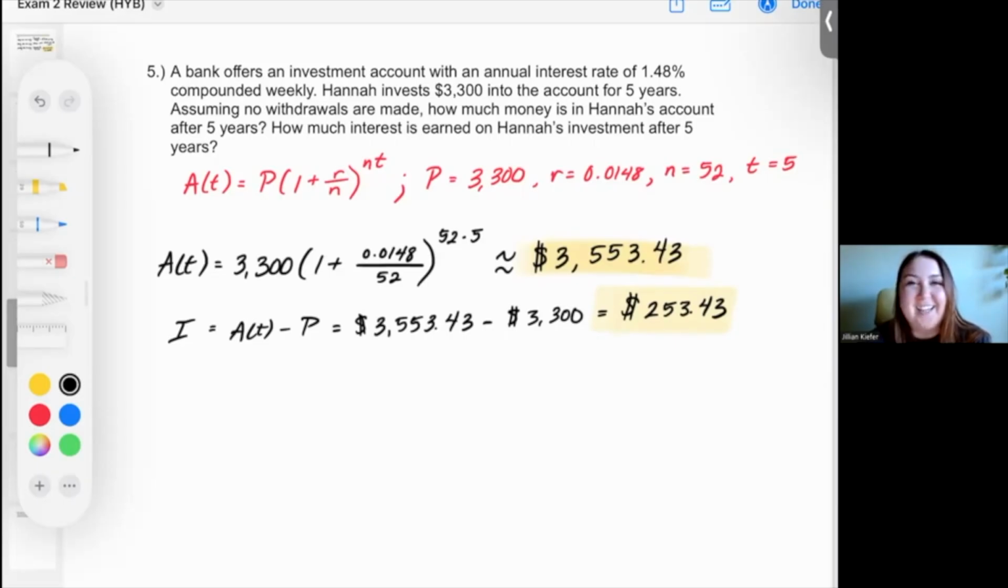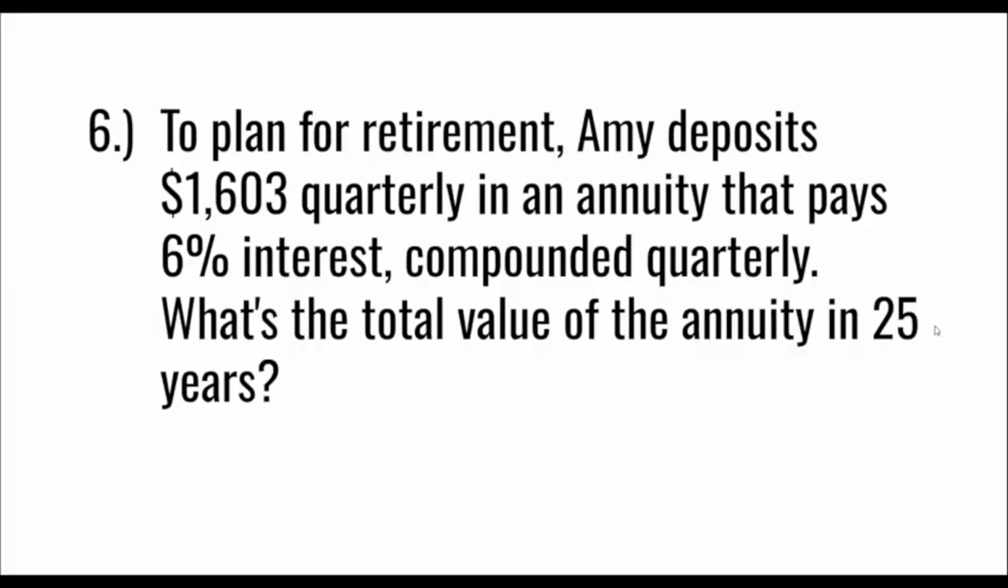So, all right, that finishes up problem number 5. We'll go ahead and go on to our next one, problem number 6. Problem number 6, we have to plan for retirement. Amy deposits $1,603 quarterly in an annuity that pays 6% interest, compounded quarterly. Well, she's paying quarterly, so it makes sense. What's the total value of the annuity in 25 years?